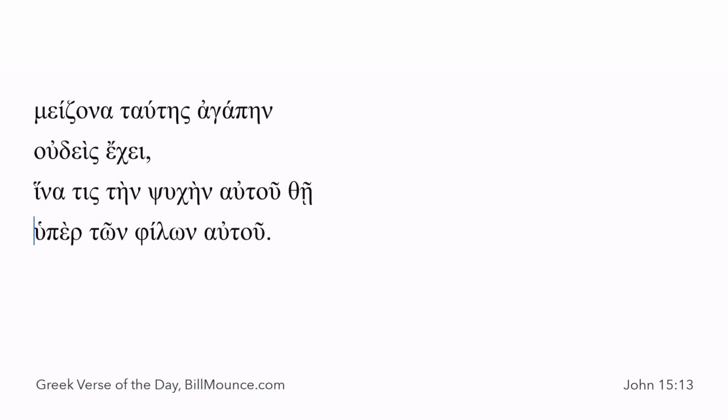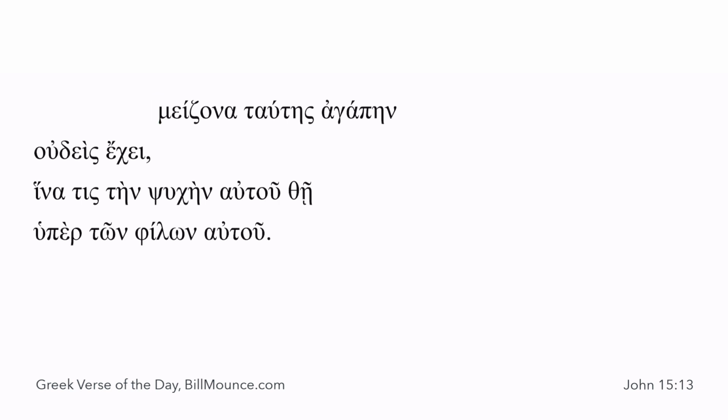So if we were to do the first part in English word order, it would be Oudeis has love. And what kind of love? A love that's greater than this. And the this is the laying down of his life, this whole idea. So how do you represent that in phrasing? Well, it's hard, but let's just do it this way. So you can kind of assume this kind of action. So if it were English word order, it would be Oudeis echei agapen meizona tautes. No one has love greater than, there's your genitive of comparison, than this.